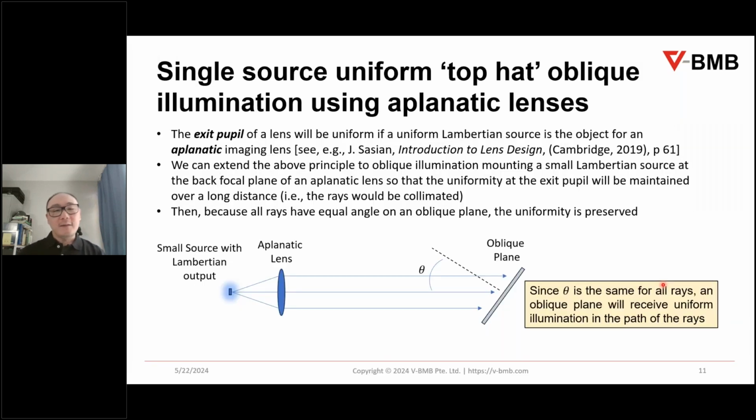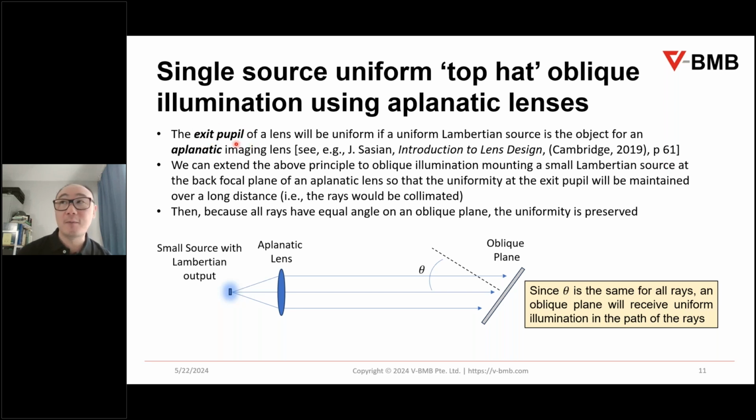So what is a way to make it really, really flat in illumination at an oblique angle? All right, so here's one trick. If you look at a book written by Professor Jose Sasian at the University of Arizona, he wrote a very nice book, Introduction to Lens Design, published in 2019. You look at page 61. He talks about the exit pupil of a lens.